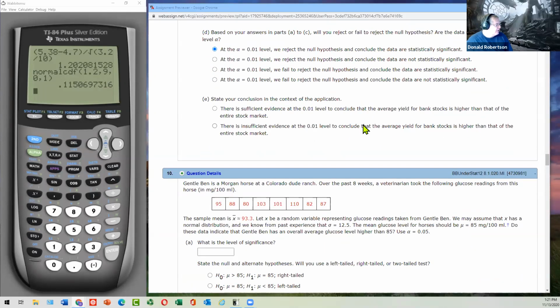Now, in English then, since we didn't find anything statistically significant, we choose that answer. There is insufficient evidence at the 0.01 level to conclude that the average stock yields are higher. And that all hinged on the value of this fella, the p-value. It needed to be significantly small for us to be able to say anything useful. 0.11, nothing particularly interesting about that number.